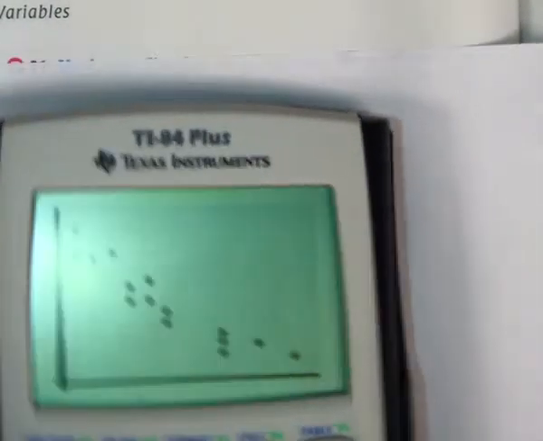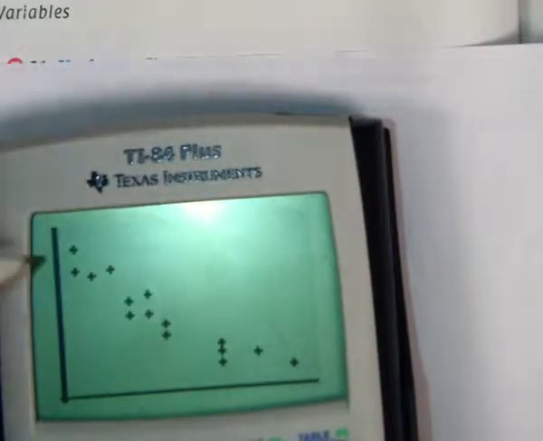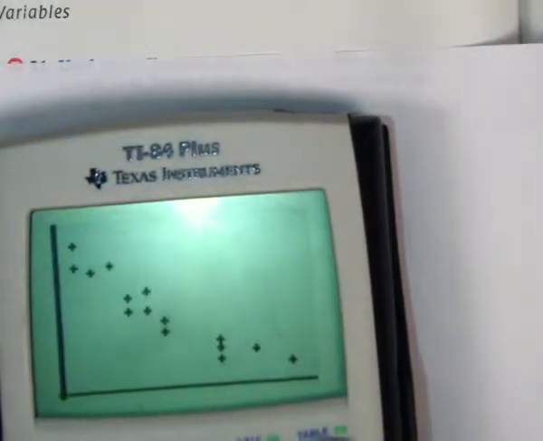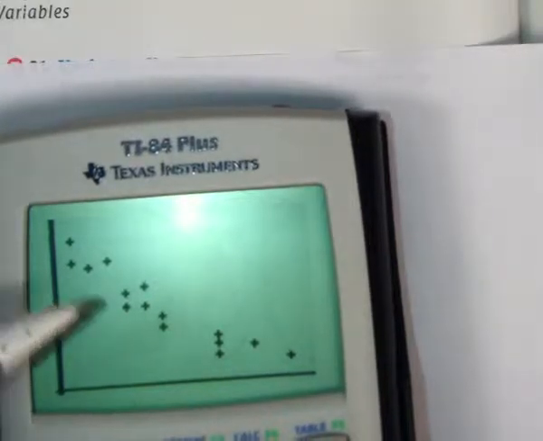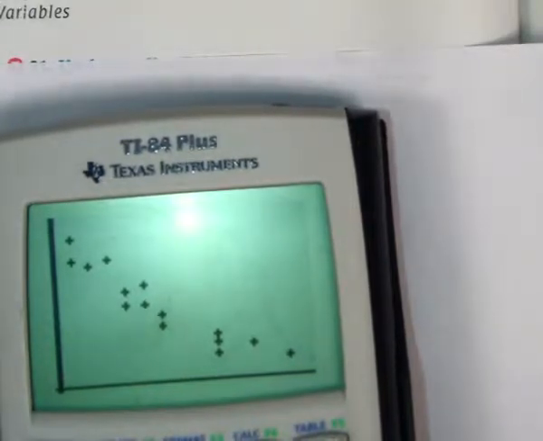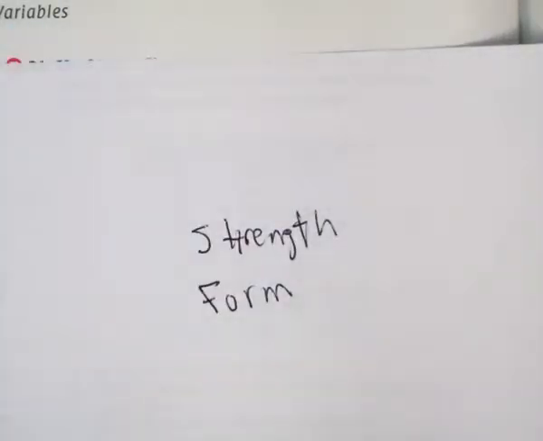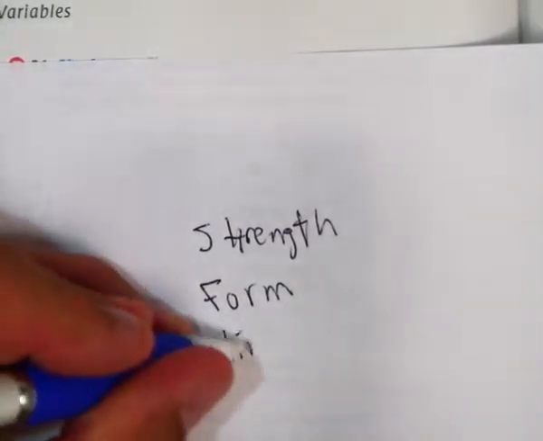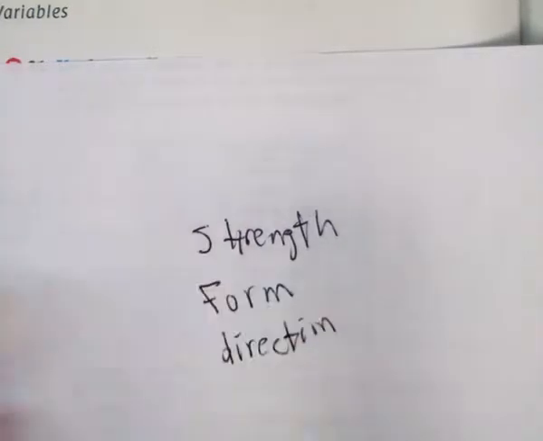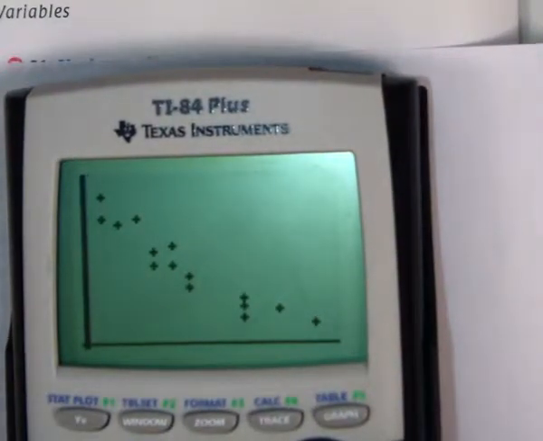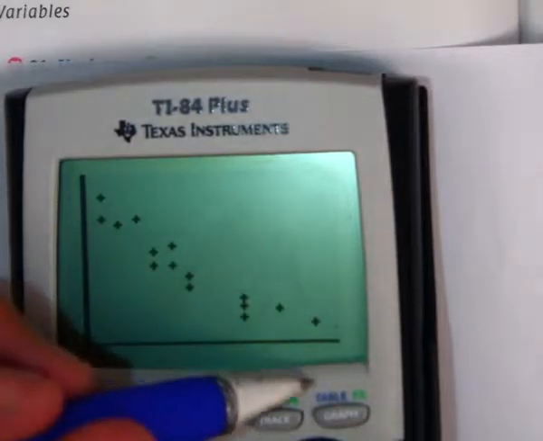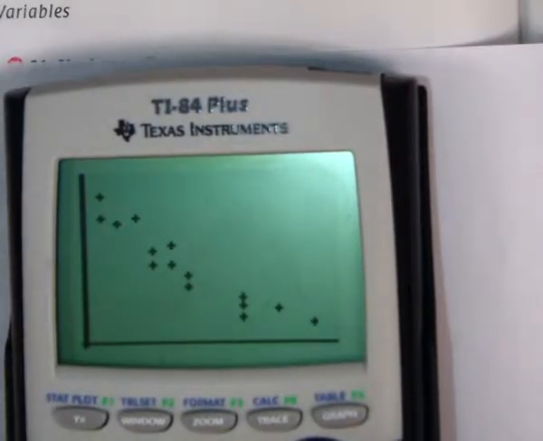Form means, is it linear or is it curved? Well, there's a slight curve in it, but the question is, is it straight enough? So for right now, we're going to say that's straight enough. So we're going to say that that's linear. Okay, direction. And the direction here is negative. So as age of the car increases, the price decreases.